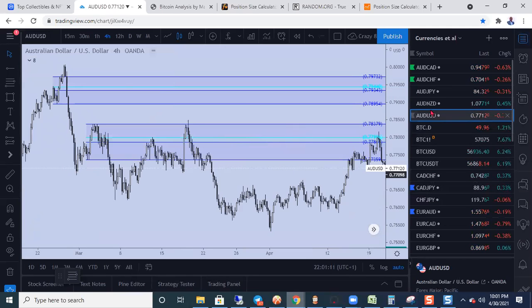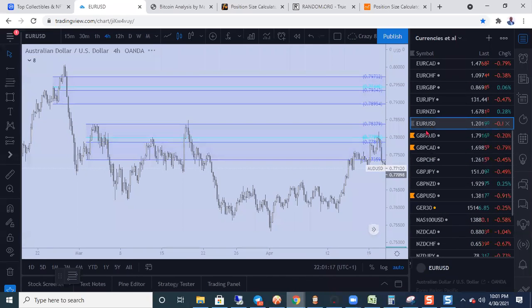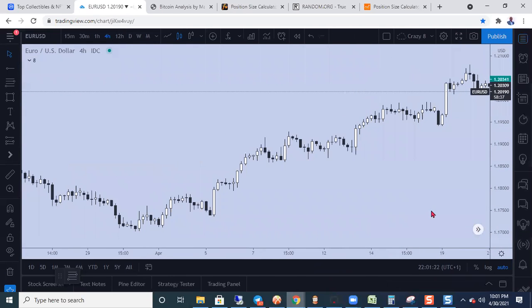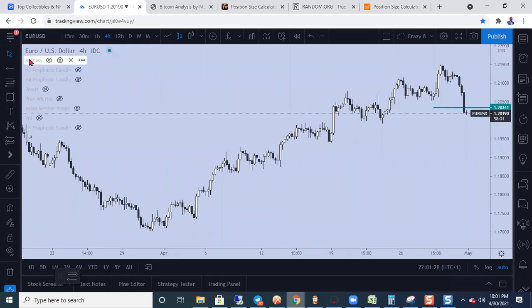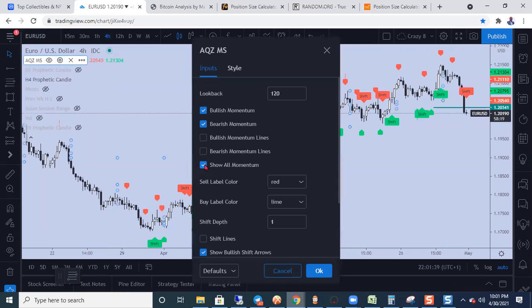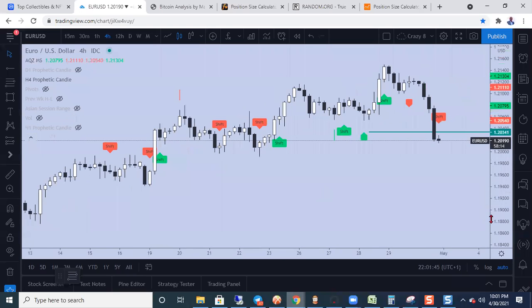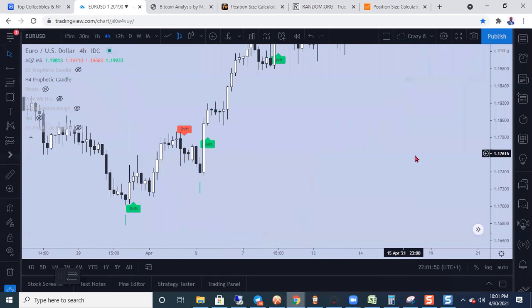So let's wrap this up in like 5 minutes now. Let's go back to EUR USD and go back to 4 hours. 4 hours is a little bit more noisy, but that notwithstanding, you could still trade it. We're going to put on the H4 prophetic candle now, and then call up our AQZ momentum shift, and we'll trade it by taking out the show all momentum and just leaving the shift alone, right? So let's see how we would have traded this, and then we'll call it a wrap for today. All right.